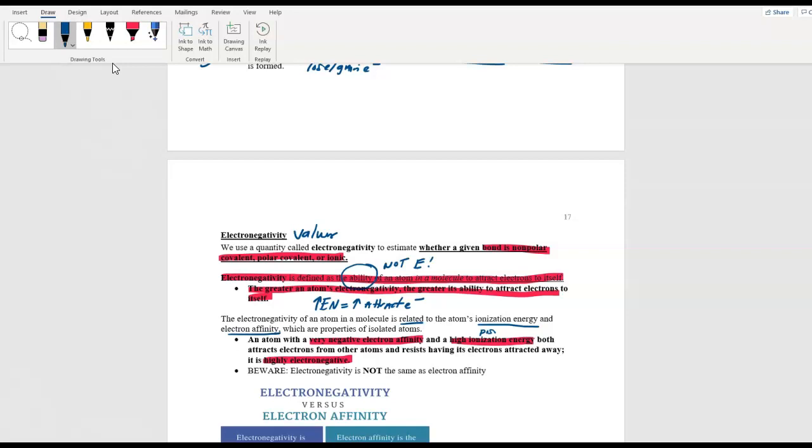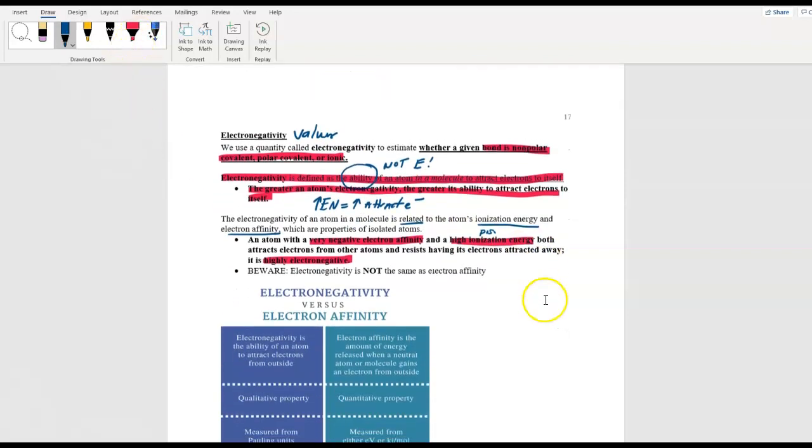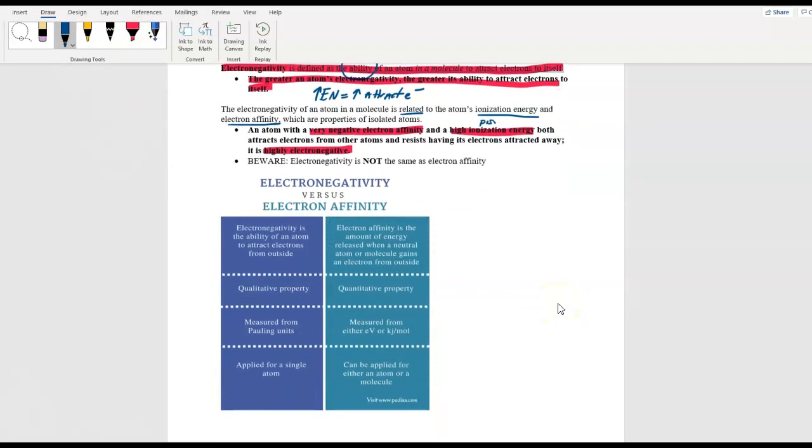I put this table in the notes on purpose here because it wouldn't have made sense in chapter 7, because I don't want you to think that electronegativity and electron affinity is the same thing. If you look at the definitions, you pretty much see the huge difference between it. Electronegativity, it's an ability to attract, okay? An ability to attract electrons.